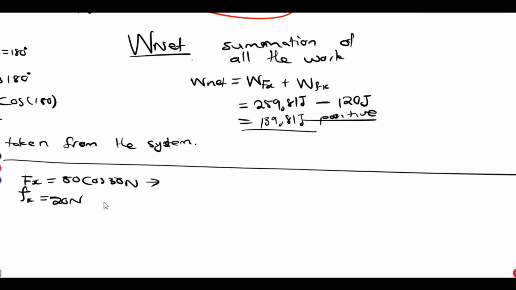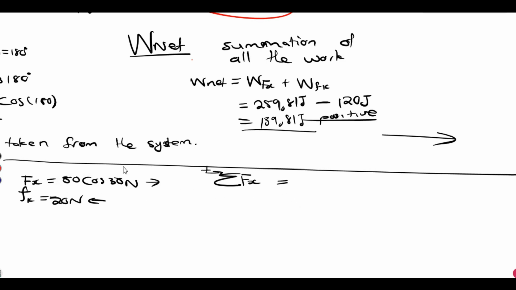This is to the right and this is to the left. You can do a force summation and say the sum of forces in the x direction. You know that this object is moving to the right only, so that's why we are only doing force summation in the x direction. Let's take to the right as positive.